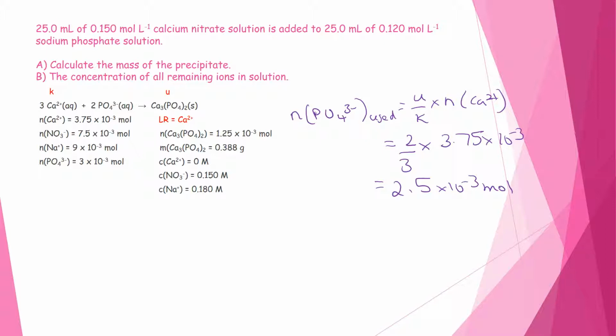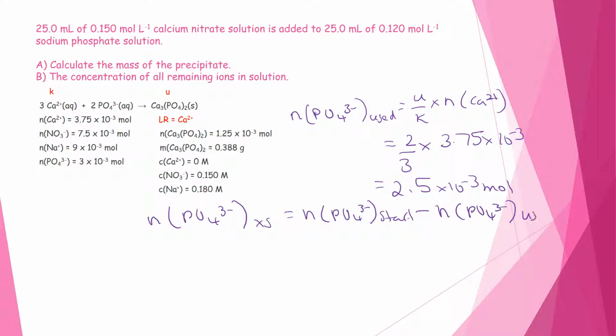So the number of moles of phosphates in excess equals the number of moles of phosphates at the start minus the number of moles of phosphates used. So this will be the start was 3 by 10 to the negative 3 minus 2.5 by 10 to the negative 3 is equal to 5 by 10 to the negative 4 moles.